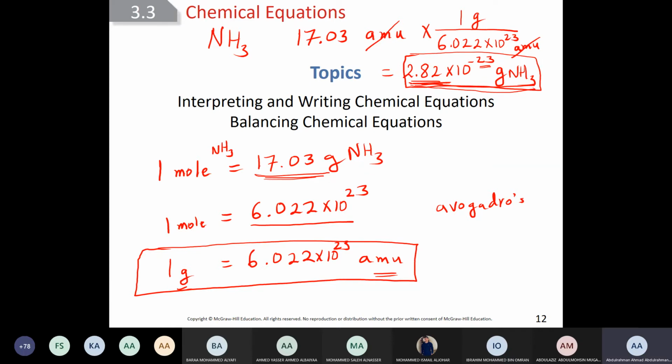Yes, this number. It's the mass of 1 mole of ammonia. This is the mass of 1 mole of ammonia, and this is the mass of what? Of 1 gram? No, why 1 gram? 1 molecule of ammonia.